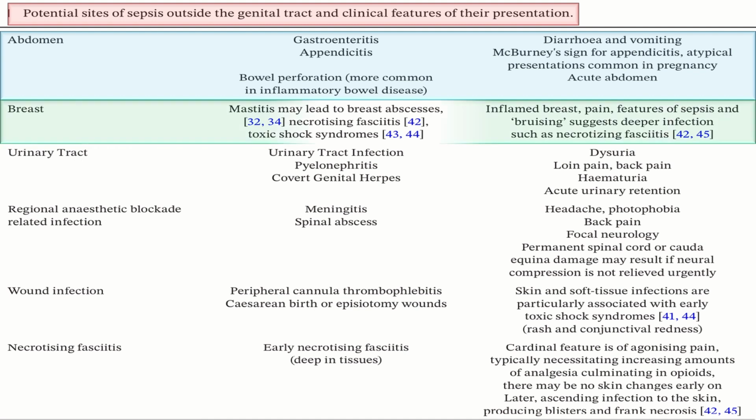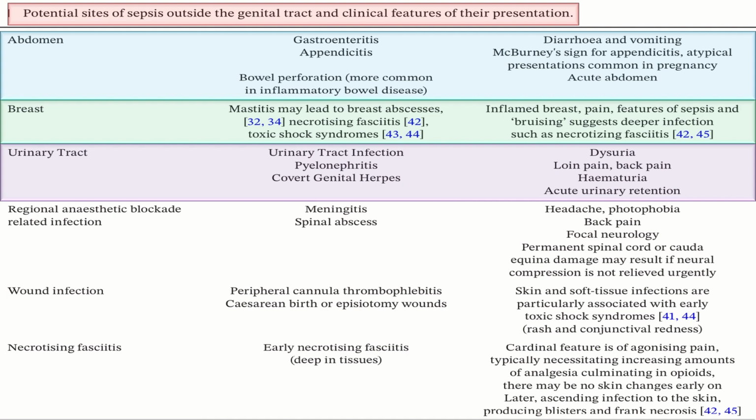When the breasts are involved, we should suspect mastitis, and the patient may present with inflamed breast, pain, and features of sepsis and bruising. In case of urinary tract involvement, we should suspect UTI, pyelonephritis, and genital herpes. Patients present with dysuria, loin pain, back pain, hematuria, and acute urinary retention.